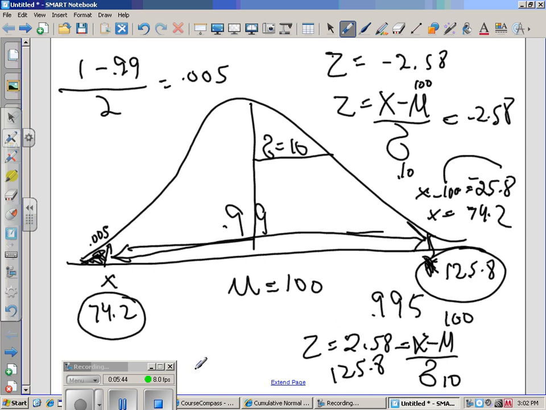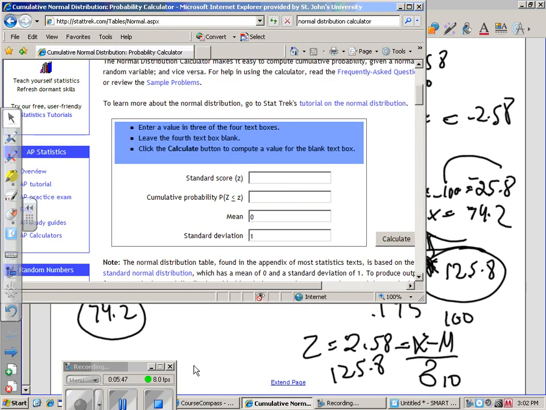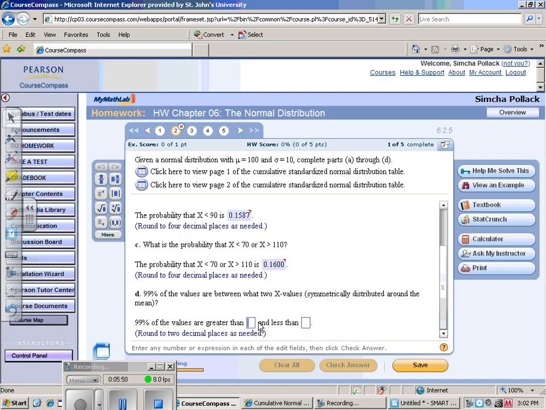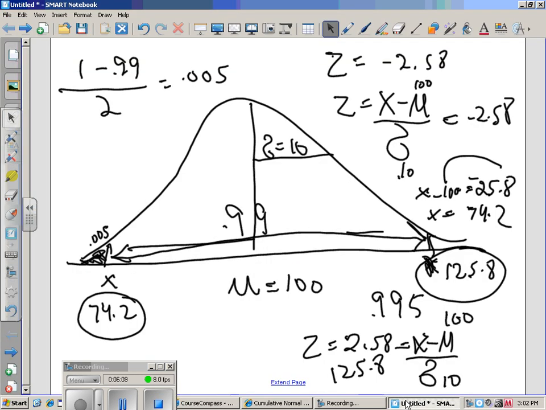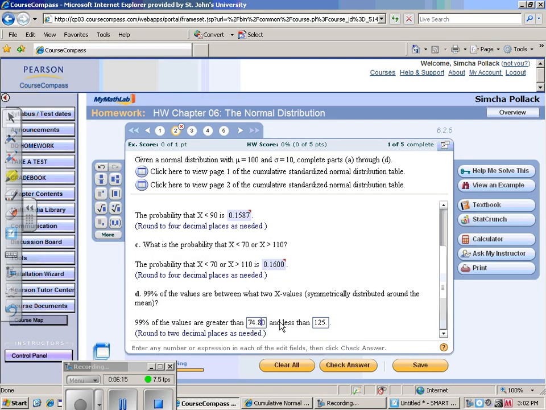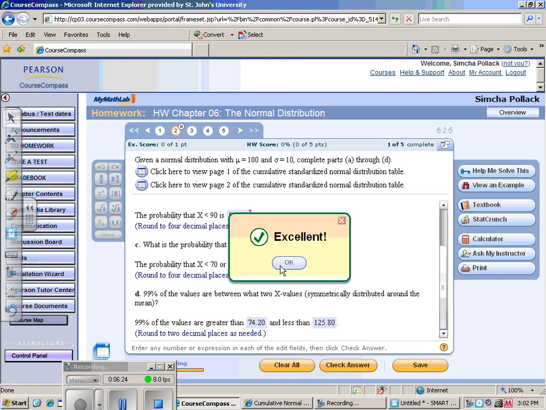Let's go back to the Course Compass and see if we're right. The answer is 74.20 and 125.80, and check answer. Excellent. Thank you, Course Compass, for giving me that positive feedback.